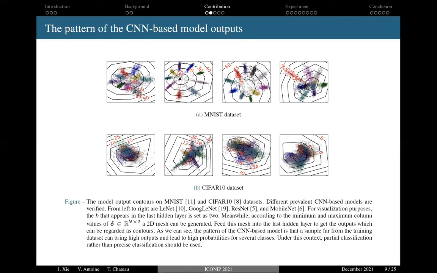Before going deeper, let's have a look at the pattern of CNN-based model outputs. We use two datasets, MNIST and CIFAR10. The models used from left to right are LeNet, GoogleNet, ResNet, and MobileNet. As we can see from those two figures, a sample far from the training dataset can bring high outputs and lead to high probabilities for several classes. Under this context, partial classification rather than precise classification should be used.